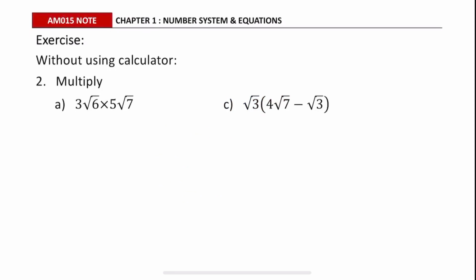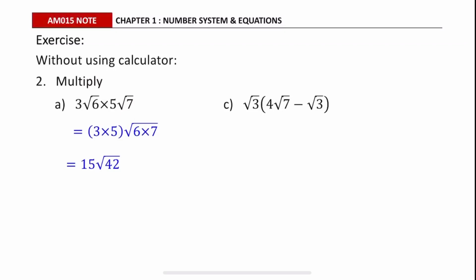Question 2 is multiplying surds without using calculator. That means we have to show the method to multiply it. Question 2a is 3 square root of 6 multiplied by 5 square root of 7. For this question, we simply multiply the numbers outside the square root together, and same goes to the numbers inside the square root. So, the answer is 15 square root of 42. Since we can no longer simplify square root of 42, this is the simplest answer.